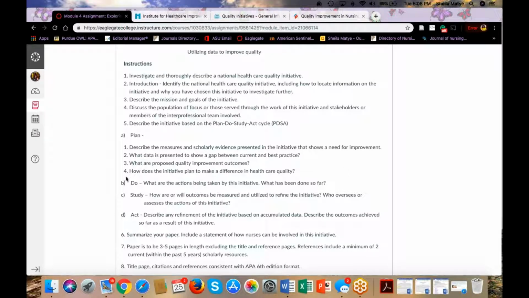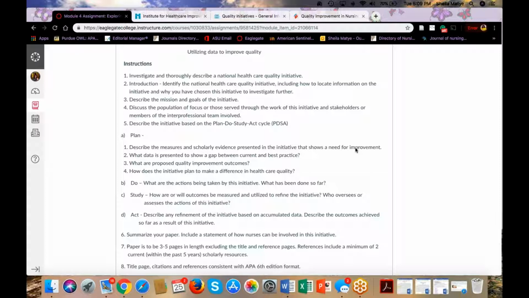Well, the plan here, you have 4 different things to capture. Underneath the plan, you have to describe the measure. And then this is where you're going to bring in your scholarly evidence presented in the initiative that shows a need for improvement. Most of the initiatives will have their own research and dive into those resources. But if you're using one from a hospital-based or a clinical-based, this is where you're going to go out and find your own evidence.